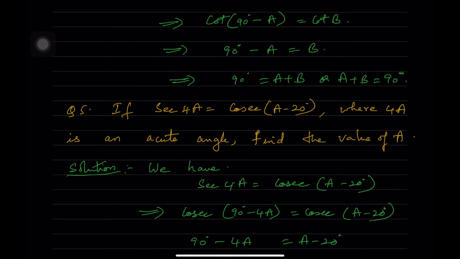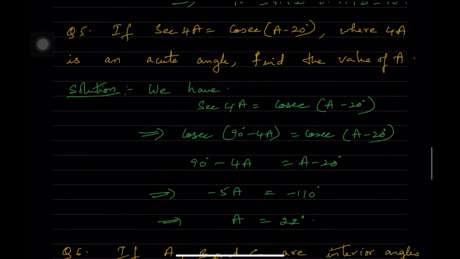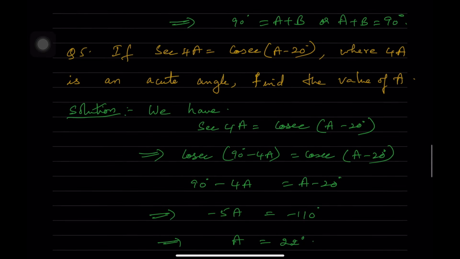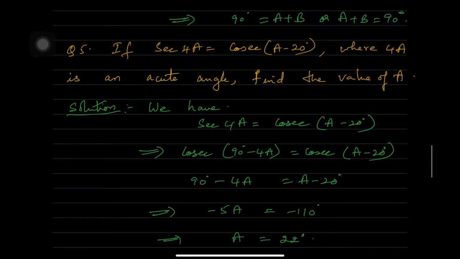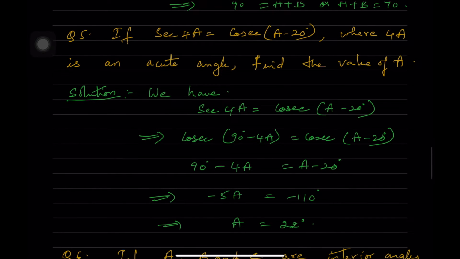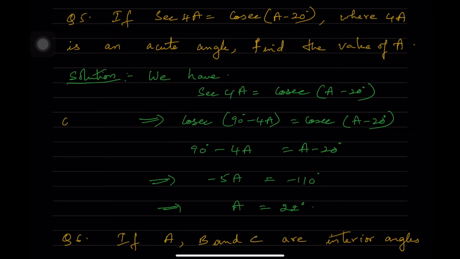Then if secant 4a is equal to cosecant a minus 20, where 4a is an acute angle, find the value of a. So we are having here secant 4a is equal to cosecant a minus 20. Cosecant 90 minus theta is nothing but equal to secant theta. So therefore here theta is nothing but 4a for us. So cosecant 90 minus 4a is equal to secant 4a. That is the one which I have written down here. So cosecant 90 minus 4a is equal to cosecant a minus 20.